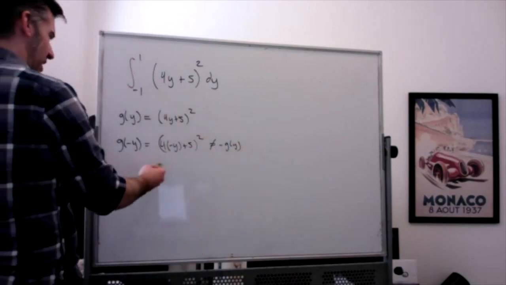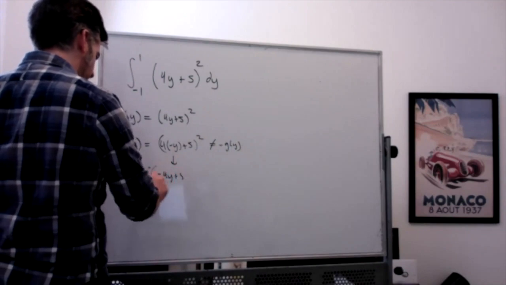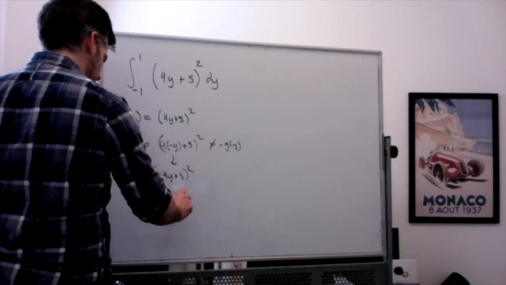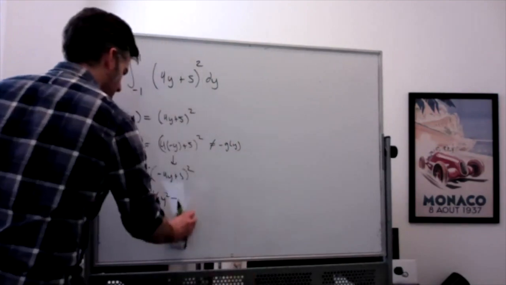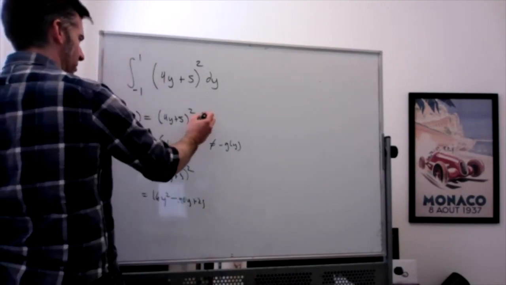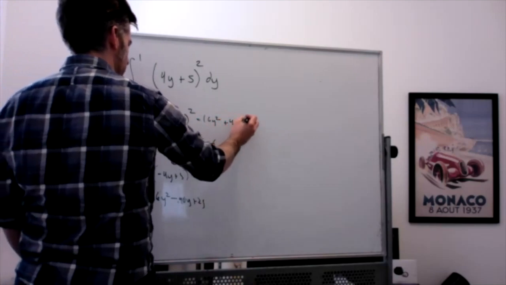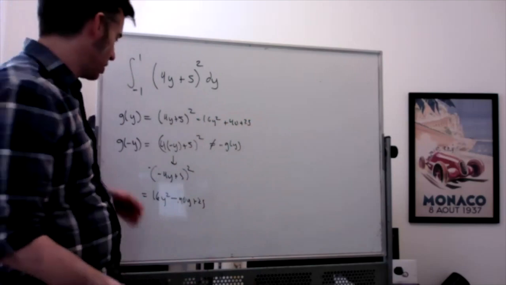Because here I'm just going to get (-4y plus 5) squared, which will be 16y squared minus 20 times 2, so 40y plus 25. Whereas if I multiply this out, I'm going to get 16y squared plus 40y plus 25. It's not an odd function. It's also not an even function, because g of y, -y.